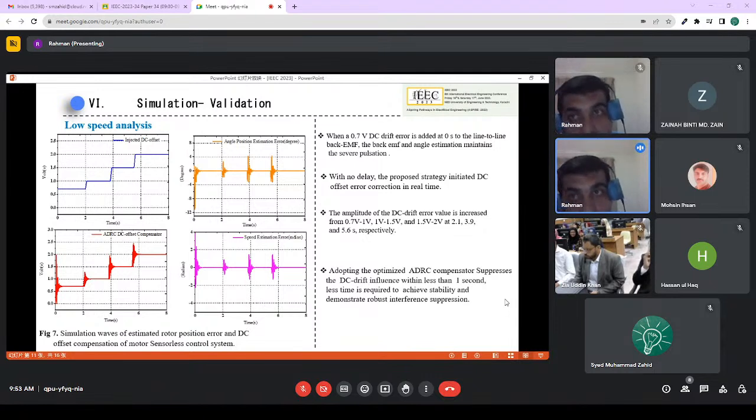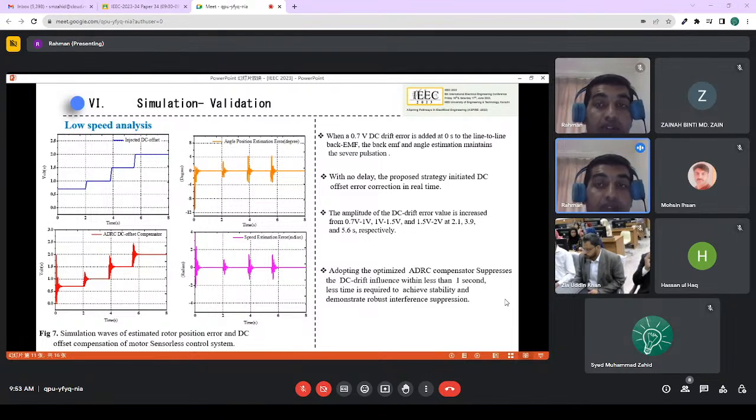With no delay, the proposed strategy initiates DC offset error correction in real time. The amplitude of the DC drift error is increased from 0.7 to 1 volt, 1 volt to 1.5, and 1.5 to 2 volt at 2.1, 3.9, and 5.6 seconds respectively. As we can see from the picture, we inject 0.7 volt at 0 seconds, and then we increase the amplitude to 1 and 1.5, 1.5 to 2, etc.